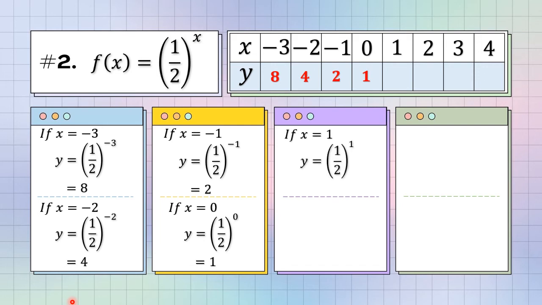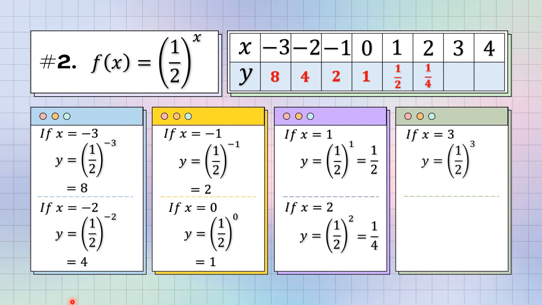Next, if x is 1, we have 1 half raised to 1, and that is 1 half. If x is equal to 2, that will become 1 half raised to 2, and that will become 1/4. If x is equal to 3, y is equal to 1 half raised to 3, and that is 1/8. And last, if x is equal to 4, then y is equal to 1 half raised to 4, and that is 1/16. Since we already completed the table, we can now proceed with the graph.